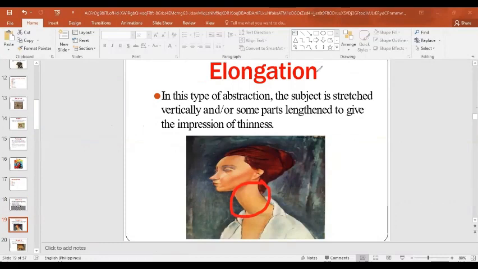So, next tayo. In distortion again, twisted out for dramatic effects. In elongation naman, ini-stretch natin vertically yung some other parts ng human body to give the impression of thinness. Next.